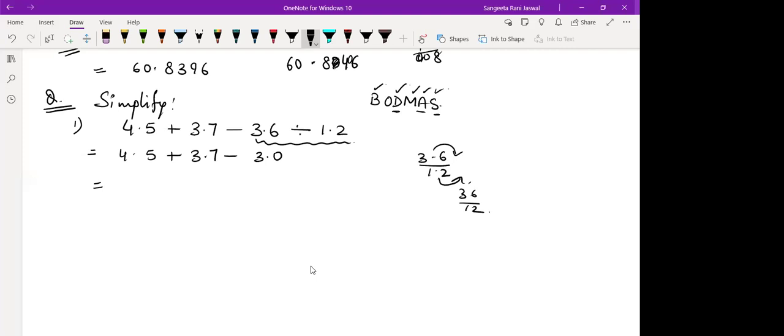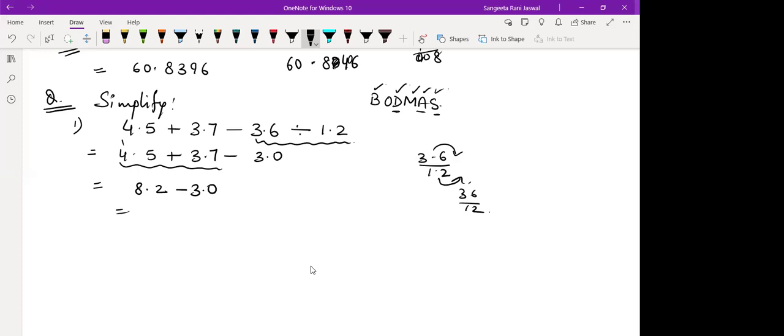Okay, next thing is you have to add. Now when you have to add these two numbers, 4.5 plus 3.7, add the same place values. 7 plus 5 is 12, so 1 carries. 3 plus 4 is 7 plus 1, 8. So 8.2. Okay, 8 point 2. Now you have a subtraction sign.